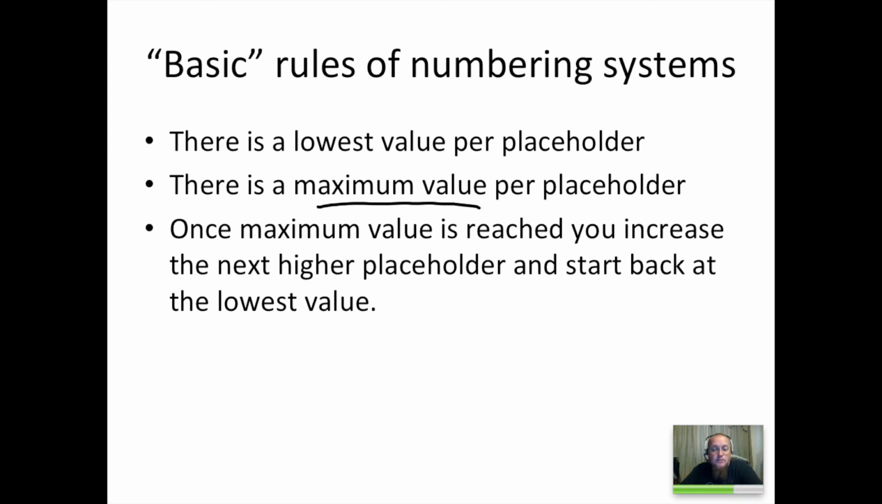In octal, 7 is the maximum value. And in hexadecimal, F, as in foxtrot, is the maximum value, which we're going to go over in some more series videos. Once the maximum value is reached, whatever that maximum value is, you use a placeholder, you increase the number in the placeholder, and you start back at 0 essentially.